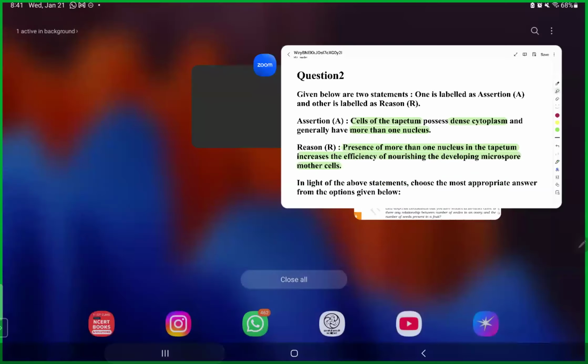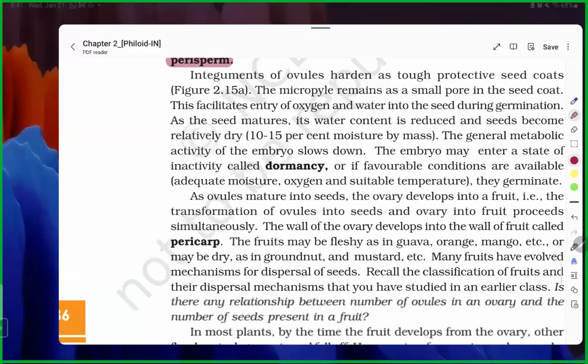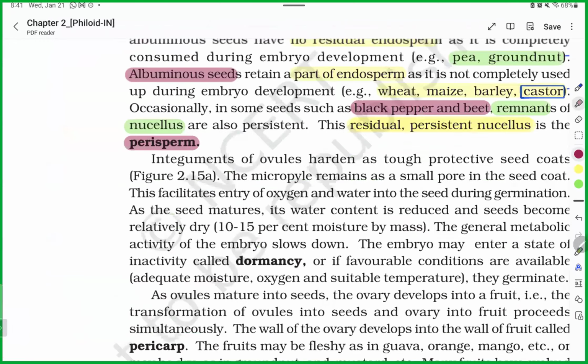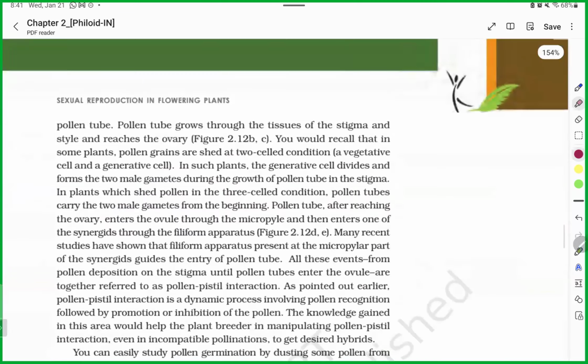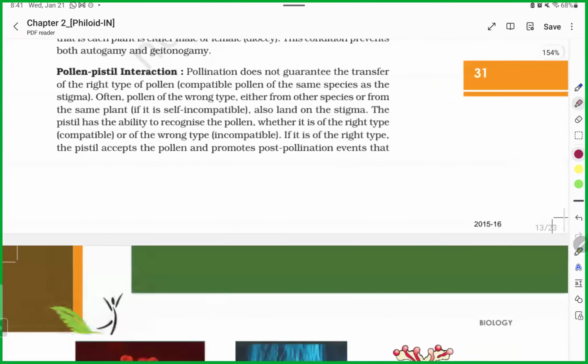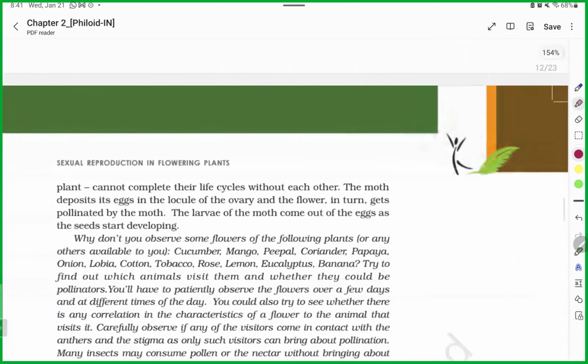So if you look at this, you have to first read the different layers present in the anther in the very beginning.